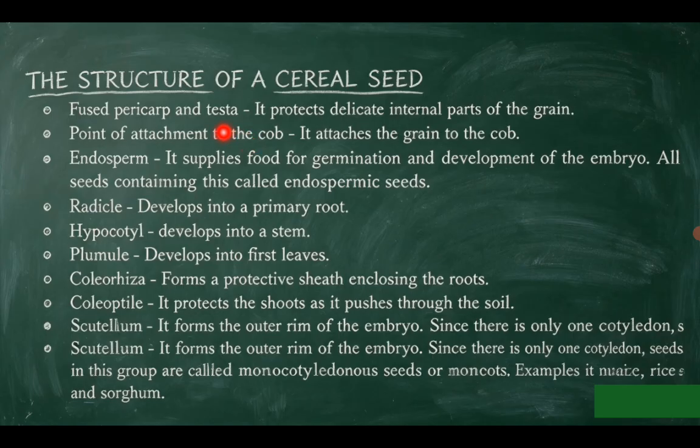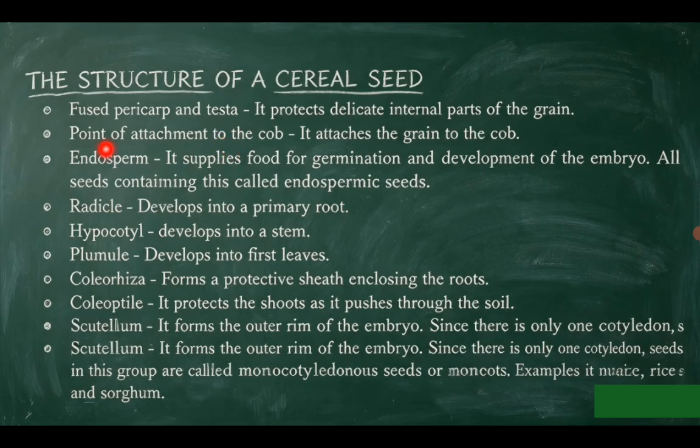Let's look at another kind of seed which is called a cereal seed. Examples are rice, millet, sorghum, maize. The very best example is maize seed. It's a cereal seed which has a fused pericarp and tester. So the pericarp and tester in cereals are fused together. The use of the tester and pericarp is to protect the delicate internal parts of the grain.